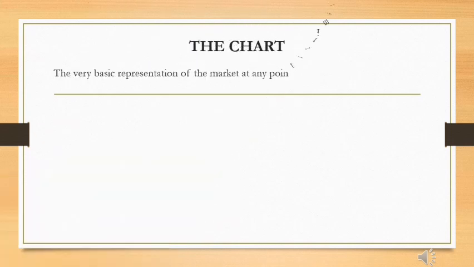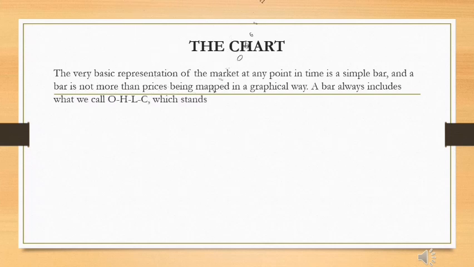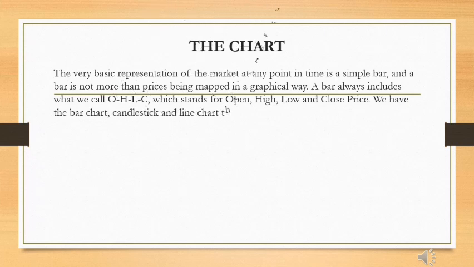The chart. The very basic representation of the market at any point in time is a simple bar, and a bar is nothing more than prices being mapped in a graphical way. A bar always includes what we call OHLC, which stands for open, high, low and close price. We have the bar chart, candlestick and line chart, the three most common charts all traders talk about.